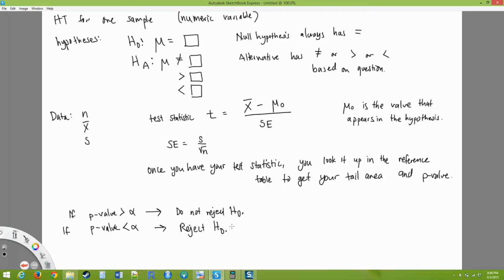Although you might be tempted to say you accept the null, we never say we accept the null, okay? Just like a jury never says we find the defendant innocent, they always say not guilty, because we're always presuming innocence. So either you reject or you don't reject. All right, so that's the steps for a hypothesis test for one sample. Is that okay?